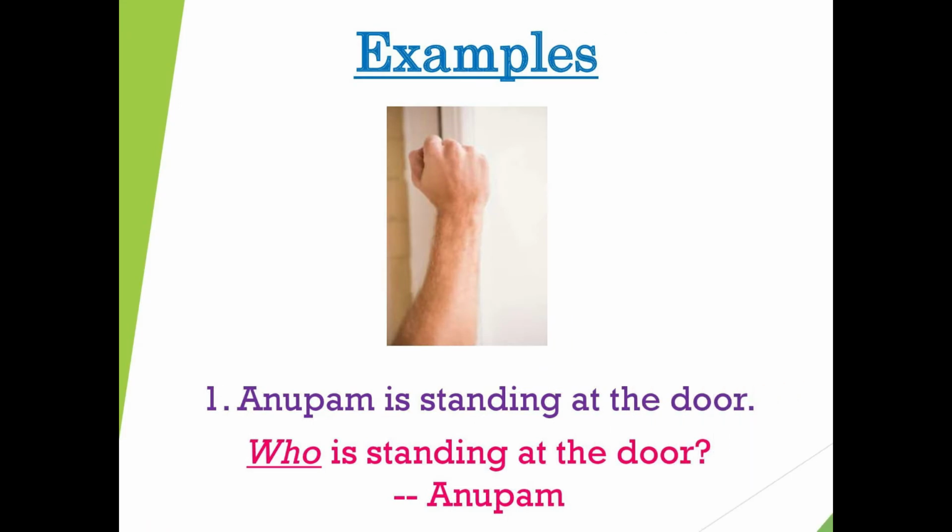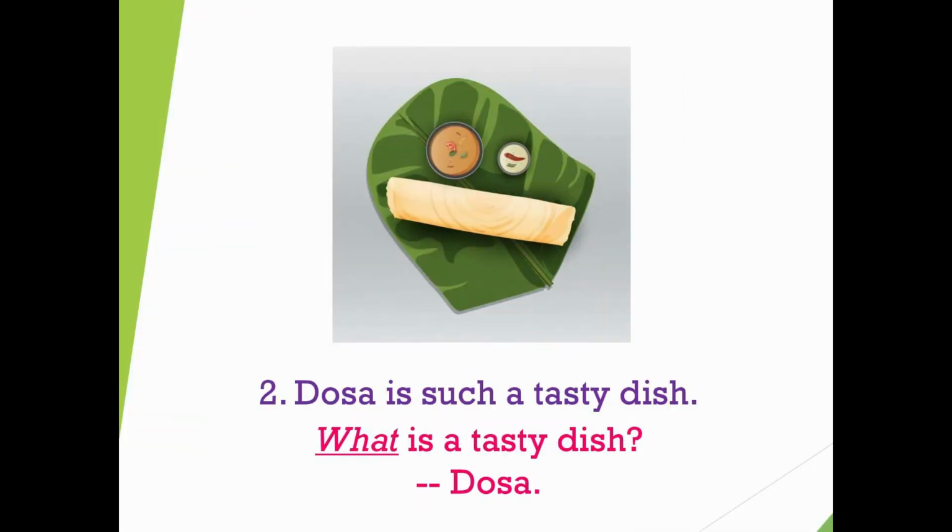Let's take an example. Anupam is standing at the door. So, to find the subject in this sentence, I'll ask the question, who is standing at the door? The answer is Anupam. So, Anupam is the subject. Next, dosa is such a tasty dish. To know about the subject of this sentence, I'll ask, what is a tasty dish? The answer will be dosa. So dosa here is subject.